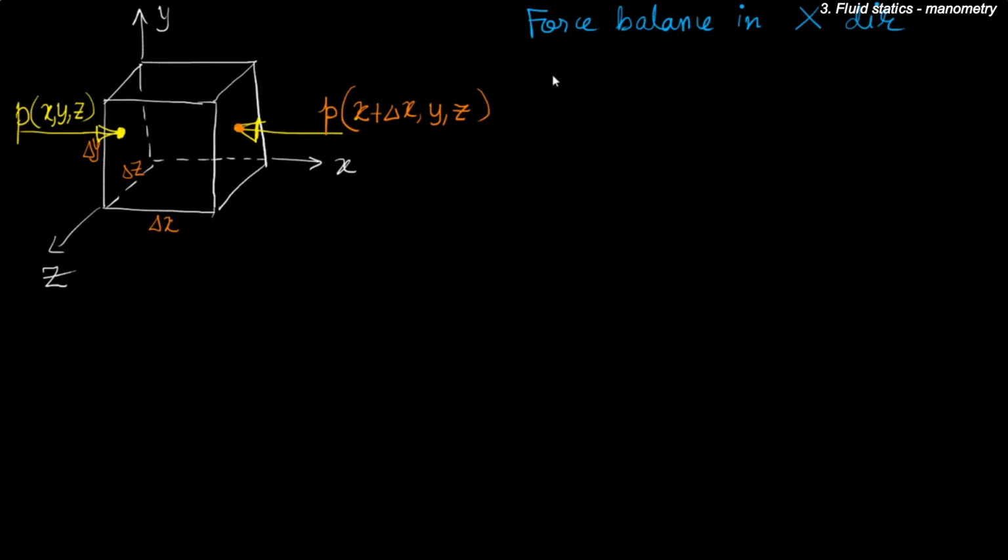From the left face we have P at x, y, z multiplied by the area over which the pressure acts, which is delta y, delta z. From the right face, it will be minus of P at x plus delta x, y, z, and it also acts on an area delta y, delta z. And this is the force. So let me call it dFx.